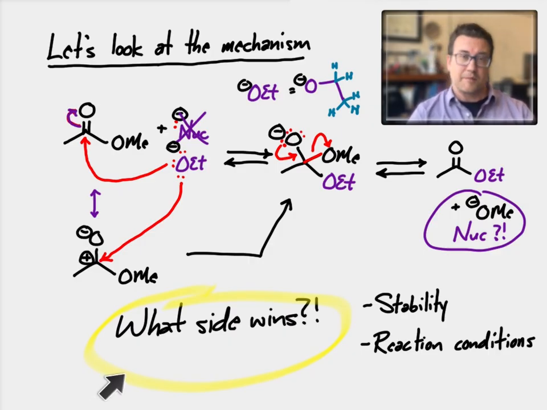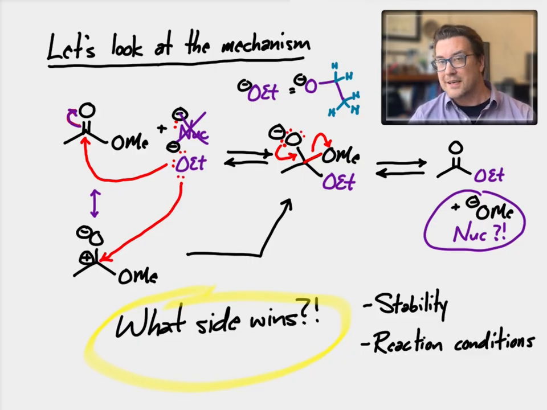When you're trying to decide which side wins, you can look to the stability of the different nucleophiles and potential leaving groups. They don't always have to be the same, and we'll see that in another lesson. You can also look at reaction conditions. For example, if you wanted to get all of the ethyl ester, you could do this reaction in ethanol, so that any molecule in solution that is likely to be a nucleophile would be much more likely to be ethoxide than methoxide, and you're going to drive your reaction to the ethyl ester using the Le Chatelier principle.